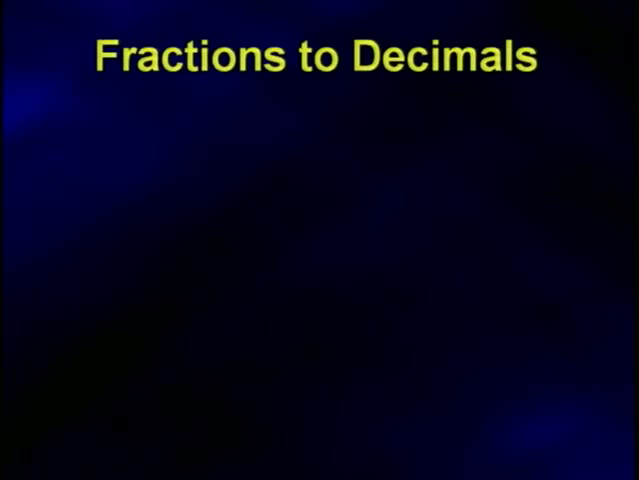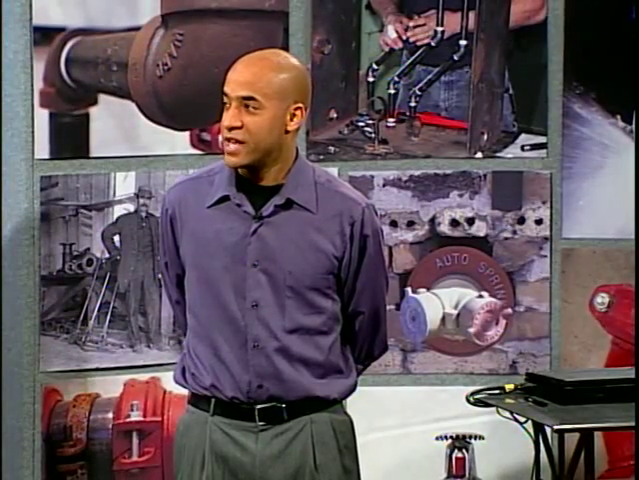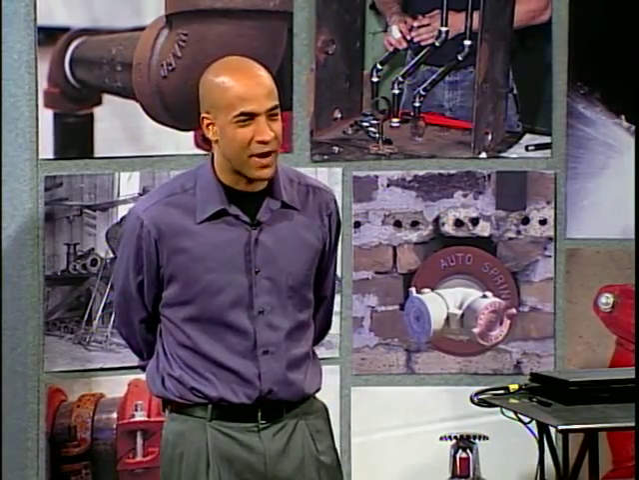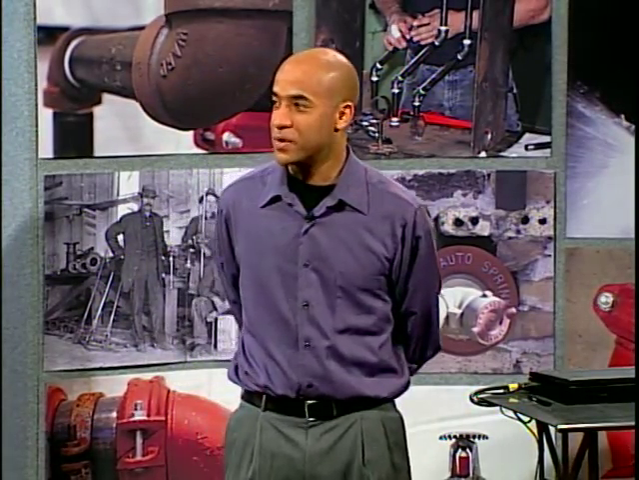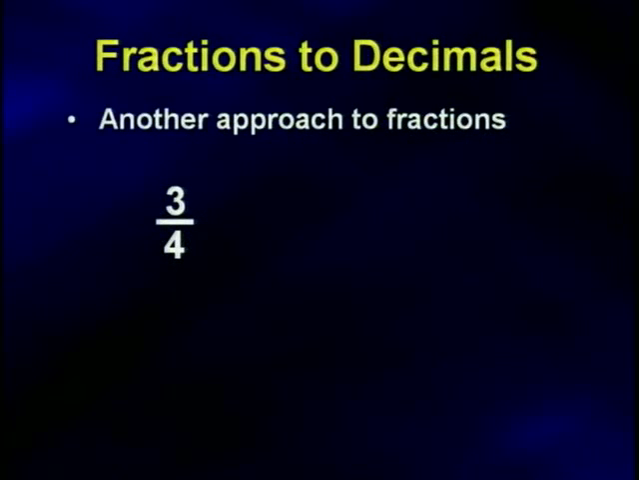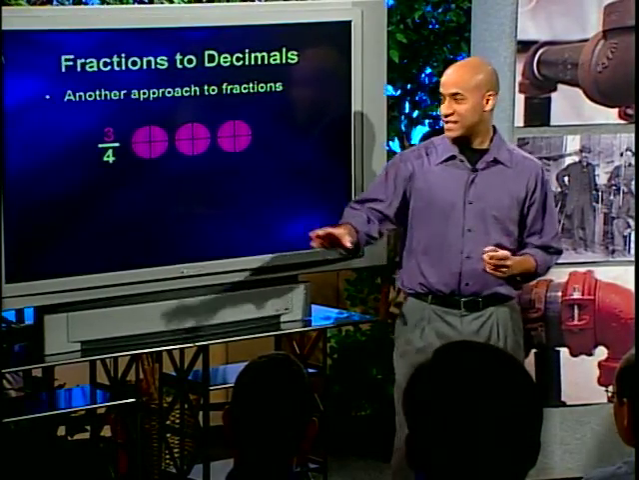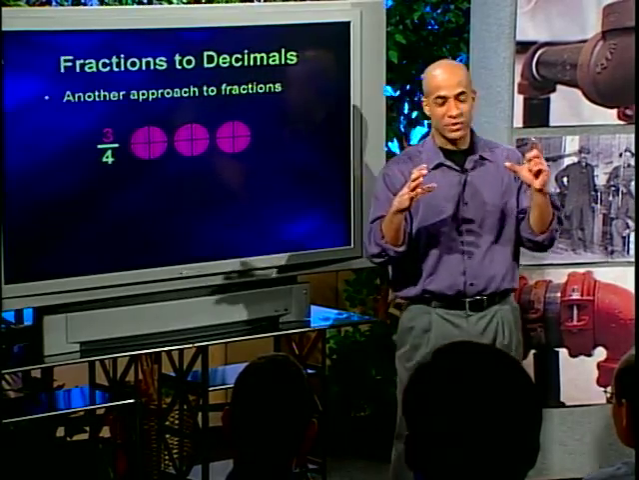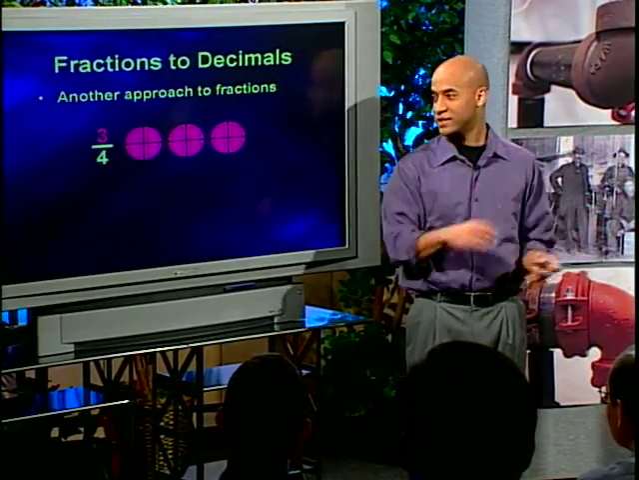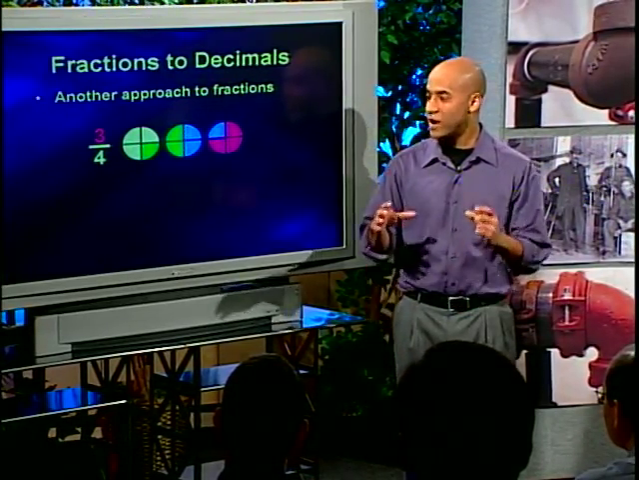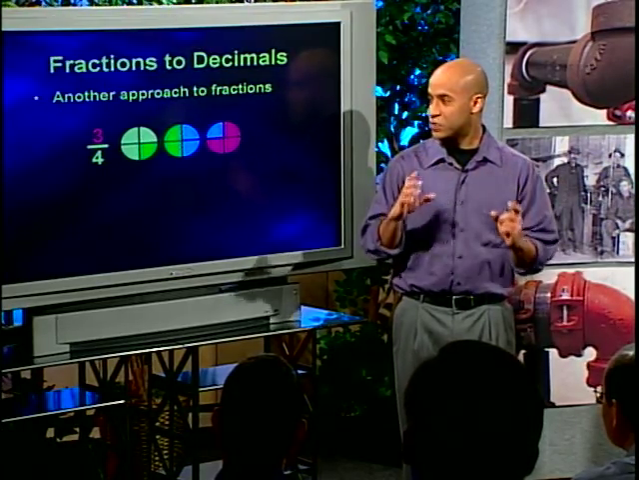So let's talk about how we're going to convert fractions to decimals. In order to do that, we're going to look at fractions a little bit differently than we did before. Before, when we talked about 3/4, we looked at one whole part and split it into 4 equal parts, and then we identified 3 of those parts as being 3/4. This time, we're going to take 3 to be the whole. So we have 3 wholes, 3 parts. And we're going to split each one of those into 4 equal groups.